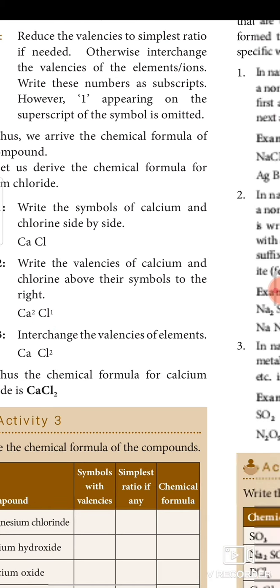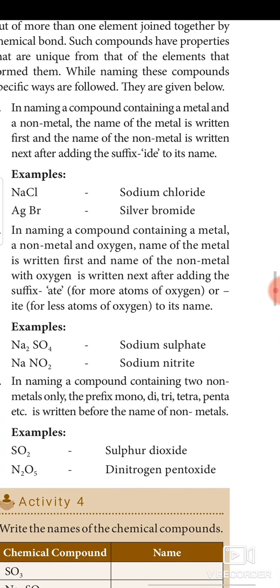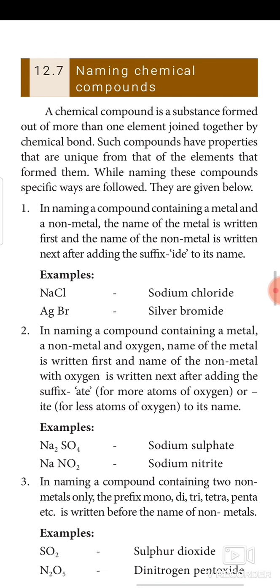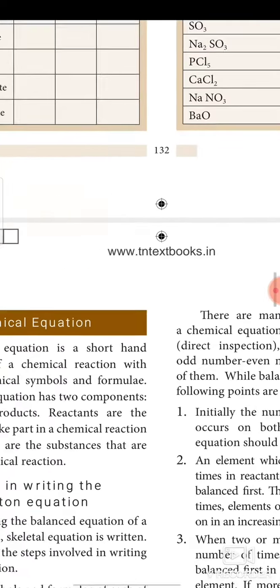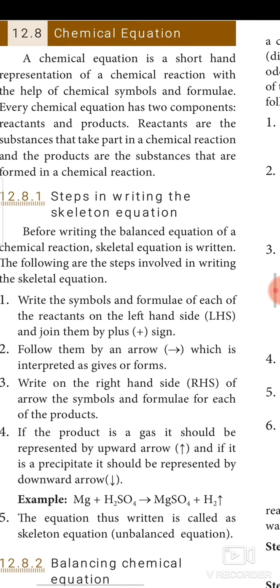We need to see how we name chemical compounds. It is very easy. You may go through it and understand it easily. Next, we need to see section 12.8, chemical equation. A chemical equation is a shorthand representation of a chemical reaction with the help of chemical symbols and formulae. A chemical equation has two components, reactant and product. Reactants are the substances that take part in a chemical reaction, and the products are the substances that are formed in a chemical reaction.